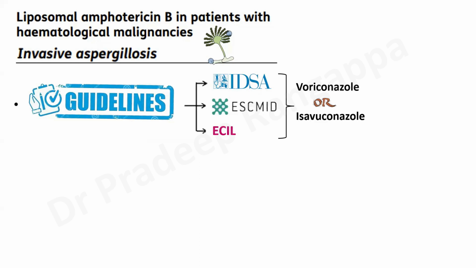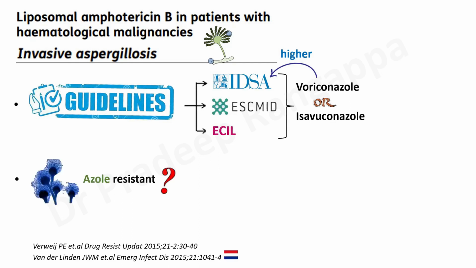For critically ill patients, for the IV formulation of voriconazole, the dose is 6 milligrams per kg twice a day for 2 doses, followed by 4 mg per kg. It is then to be de-escalated to oral, which is 200 mg twice a day for many weeks. So that is the recommended drug. And as I said, IDSA gives more weightage to voriconazole as the drug of choice.